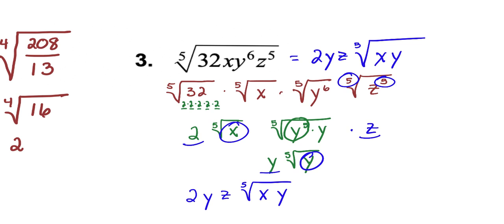So when you divide the exponent by your index here, every time it goes into it a whole time, that number gets to come out. 5 goes into 6 once, so a y comes out. That remainder of 1 is the y that stays in. Regardless of how you do it, here's where you end up.